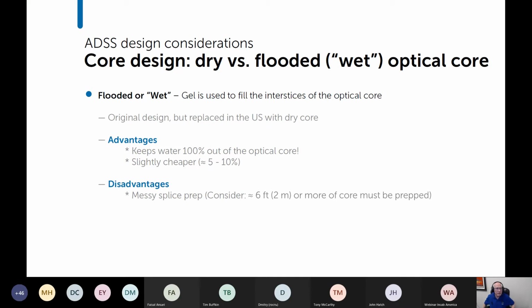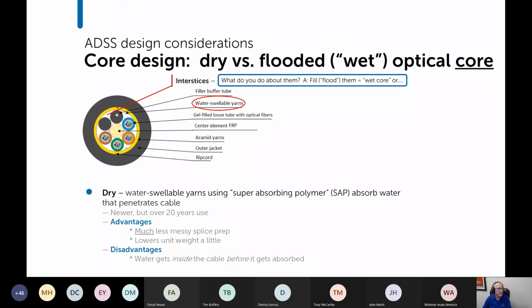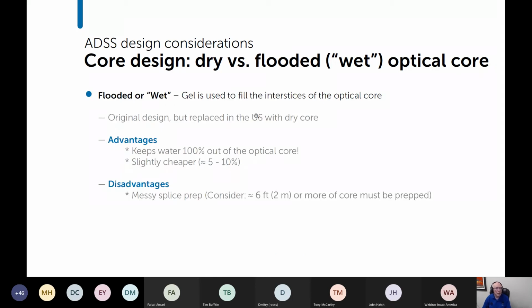So the alternative is a flooded core or a wet core. And like I say, that involves using gel to fill these little gaps. Basically the same gel you use inside the tubes. That's the original concept. But in the United States, that design concept has been totally replaced by dry core.